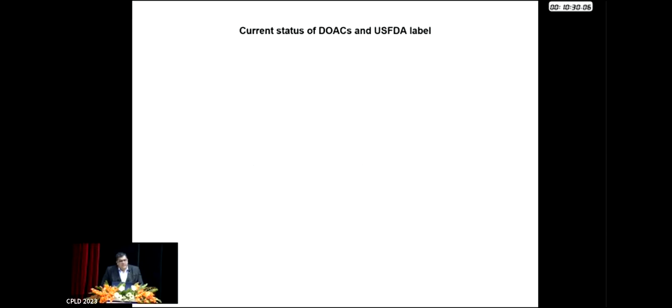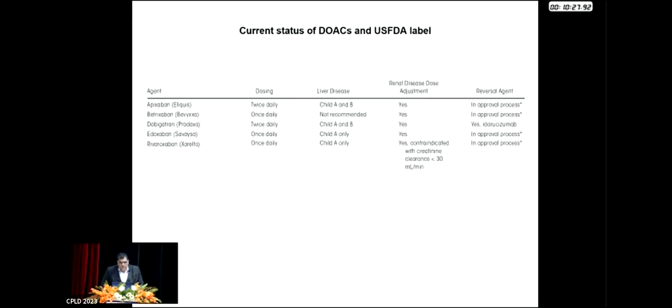So what is the current status of these DOACs and what is the US FDA label? In the US, there are 5 of them available. For us, at least 3 are available, that is apixaban, dabigatran, and rivaroxaban. Out of these, the reversal agent is available for dabigatran, which is idarucizumab. For the other two, the reversal agents have just been approved, but they are still not available for us in India.